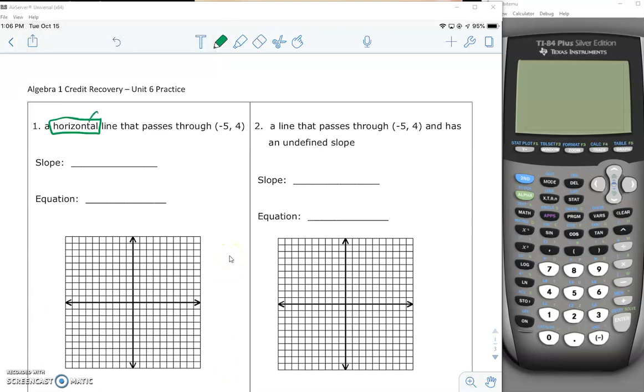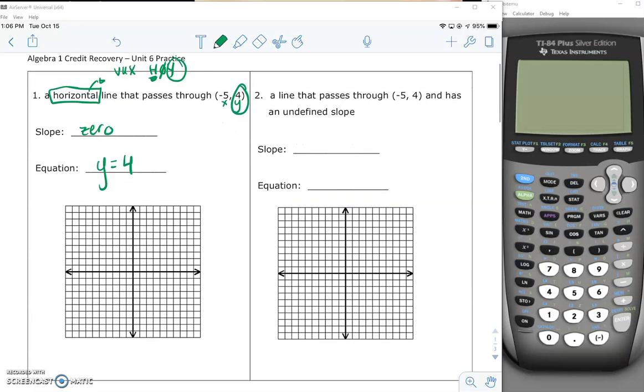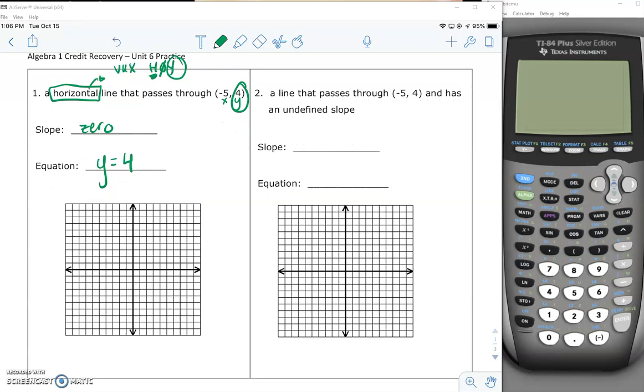So horizontal line, remember our acronym, VUX HOY: horizontal has a slope of 0 and is a y equals equation. So y equals, from my ordered pair, 4. For my graph, I'm going to go to the point -5, 4. Horizontal line is side to side, like the horizon. Slope of 0.